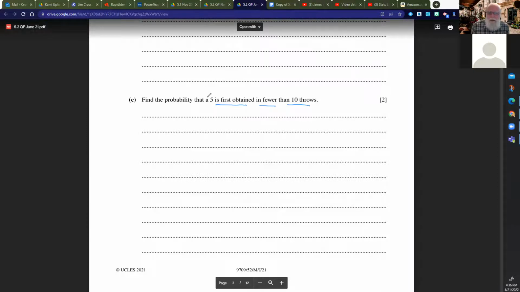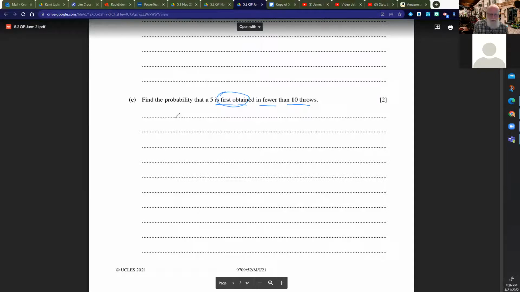Find the probability that a 5, again, it's first obtained. Now, if it's a binomial, they're not going to say the words first obtained. They're going to say, find the probability of getting a 5 in fewer than 10 throws. Find the probability of getting a 5 in 2 out of the 10 throws. But they're not going to say the first one, okay? So whenever they're talking about the first one, and again, you have to be careful because they can try to trick you, and there are ways to word it. But if it says the first throw, then we're probably still talking about geometric.